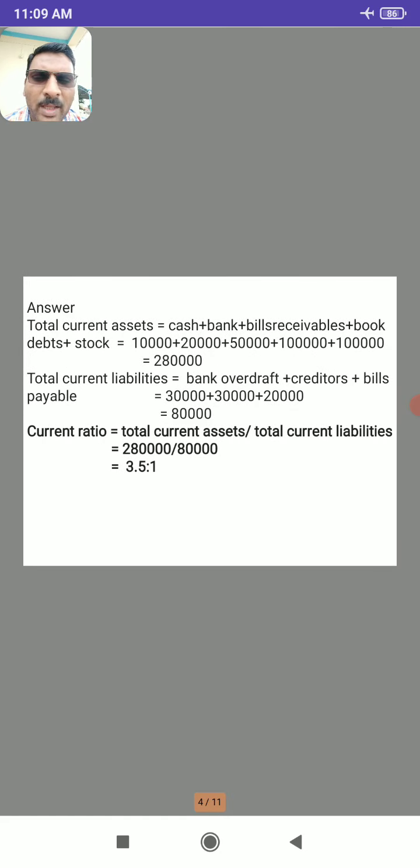It is already given that if the ratio is more than 2:1, it indicates that the company has sufficient funds for the payment of liabilities. So here it indicates that sufficient working capital is there to pay the current liabilities. 3.5:1 is higher than the standard ratio of 2:1, so the company is in a very solvent position and it can pay the current liabilities very easily.